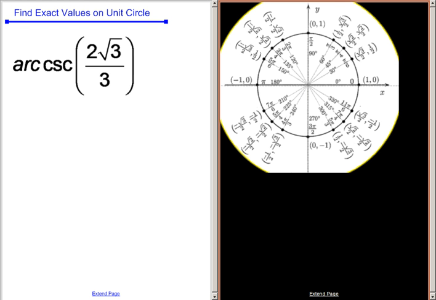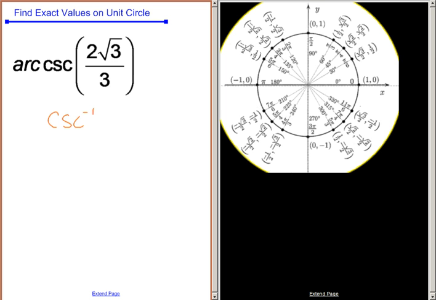All right, here's an arc cosecant one. Again, this is the same as doing cosecant -1 of 2√3 over 3, which is asking you to figure out where cosecant at some spot on the unit circle is 2 root 3 over 3.